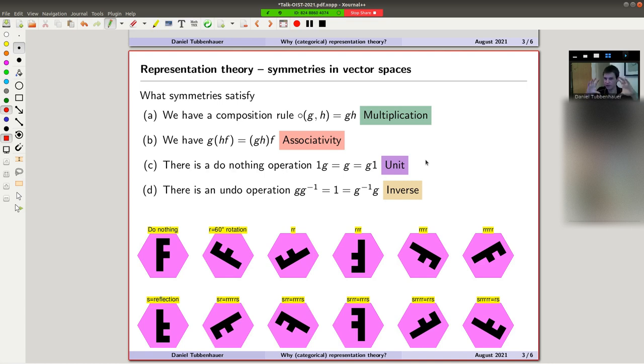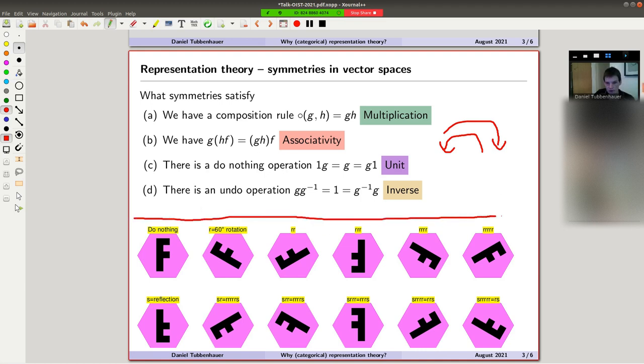Associativity is kind of obvious from the picture. I don't even need brackets in my explanation or in my definition using symmetries. You have the do-nothing operation, that's number C, and you have the inverse operation. So if I do a rotation like this, I can also do a rotation like this. So they invert one another, and more fancy versions of this, of course. At the bottom, you see how this works in practice for now, not the street sign anymore, but for the pentagon, the hexagon, the colored object in the background.